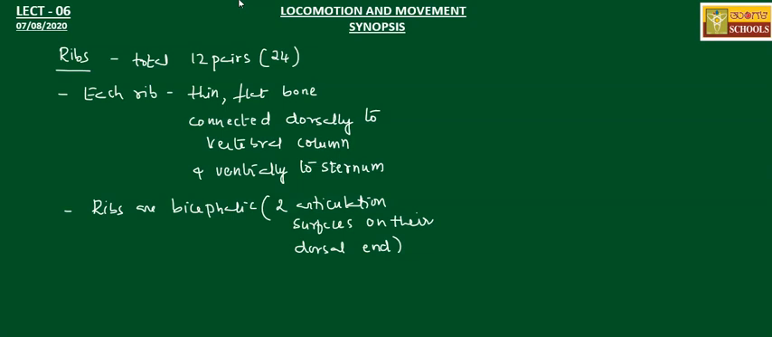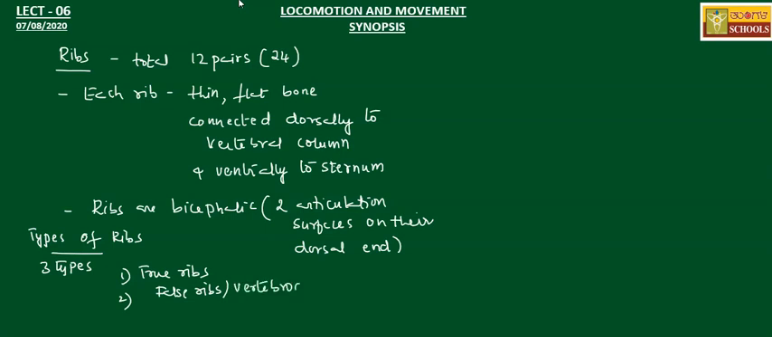Now we'll see that there are three types of ribs. The first is the true ribs, and the second is the false ribs, which are also called vertebrochondral ribs. The third one is called floating ribs. We'll see these pictures, and also from where to where the true, false and floating ribs run.